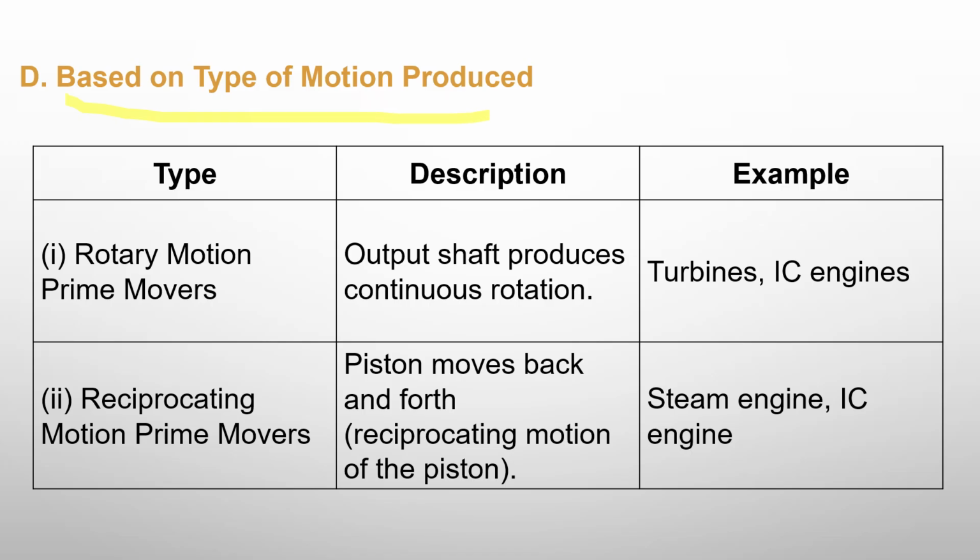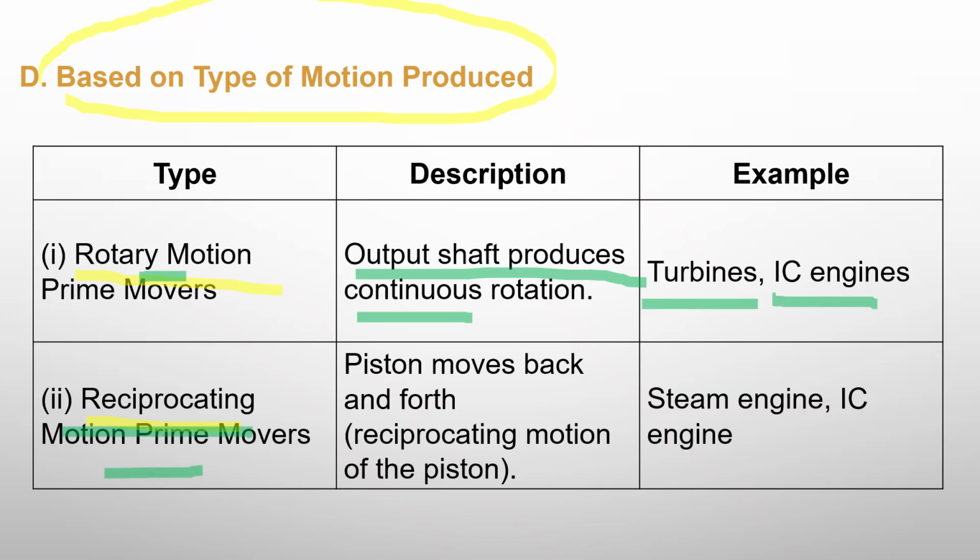The next way to classify the prime mover is based on the type of motion produced. Either it is a rotary motion prime mover, or it is a reciprocating motion prime mover. If we talk about the rotary motion prime mover, the output shaft produces continuous rotation. Either it is a turbine, a steam turbine, gas turbine or hydraulic turbine, or it is an IC engine. If we talk about the reciprocating prime mover, the piston reciprocates in the front and back direction. And what we will observe here is that the steam engine or IC engine is an example of a reciprocating motion prime mover.